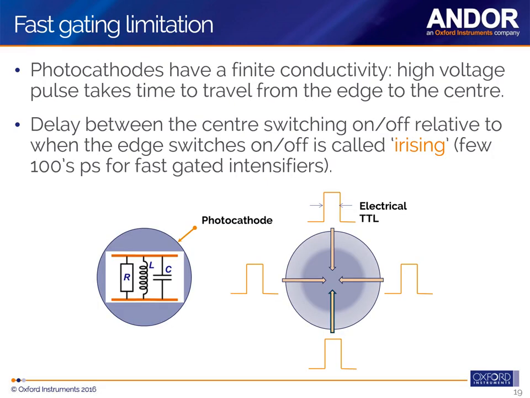So gating an image intensifier has some limitations. Photocathodes are crystals and they have a finite conductivity. They act as RCL circuits, if you want. And if you apply a high voltage pulse to these elements, it takes time for the electrical pulse to propagate from the edge of the photocathode to the center of the photocathode. And this difference of time influences when the photocathode edges are effectively open and when the center of the photocathode is effectively open. There is a delay, and this delay is called irising time. This irising time is typically a few hundreds of picoseconds for the fastest gated intensifiers.